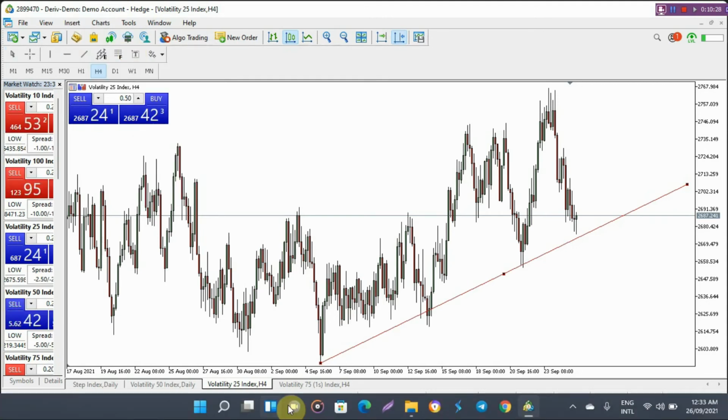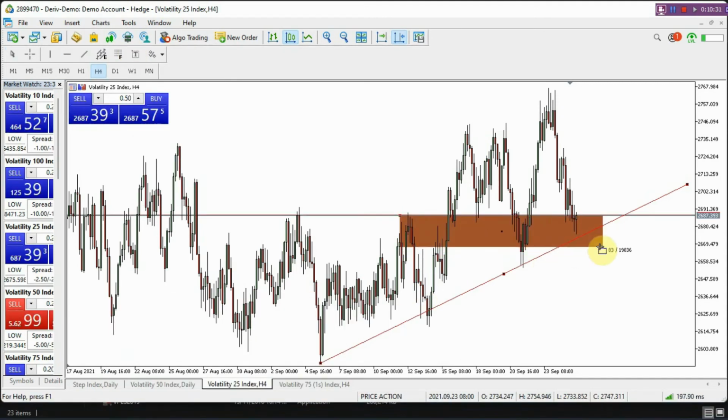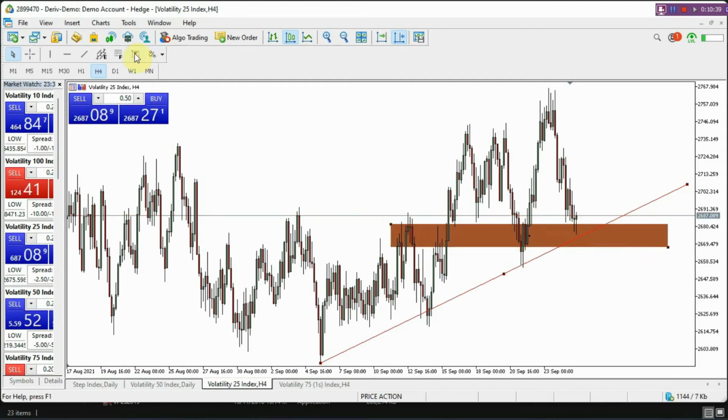So I'm looking at this region. Okay, this was the previous resistance, now turned to support and could act as support once more. And let me draw my Fibonacci and see.